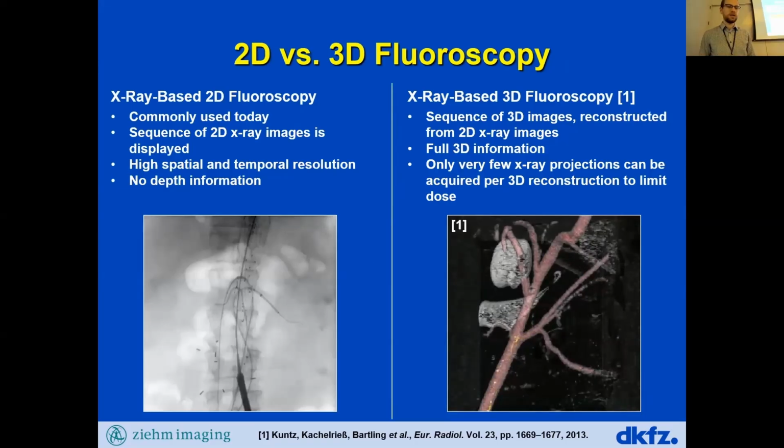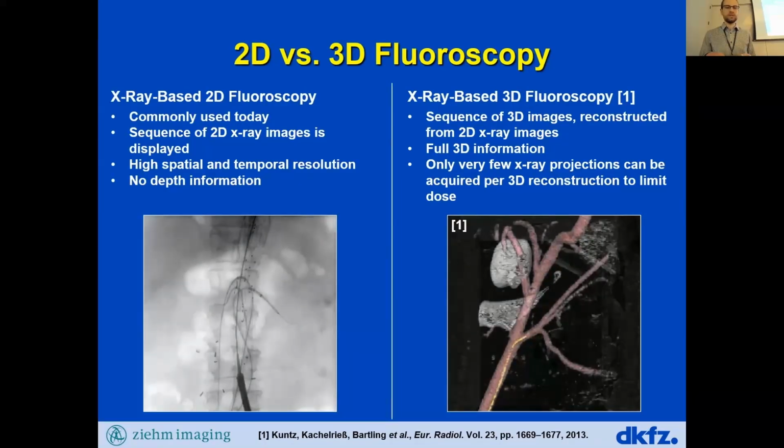Today, this image guidance is usually provided by X-ray-based 2D fluoroscopy, which means that a sequence of 2D X-ray images is displayed to the surgeon. This modality offers high spatial and temporal resolution, but lacks depth information. An example of such a 2D fluoroscopy sequence can be seen on the bottom left. So you can clearly see the guide wires and the catheter and the stent in this video, but you also see that there's no depth information.